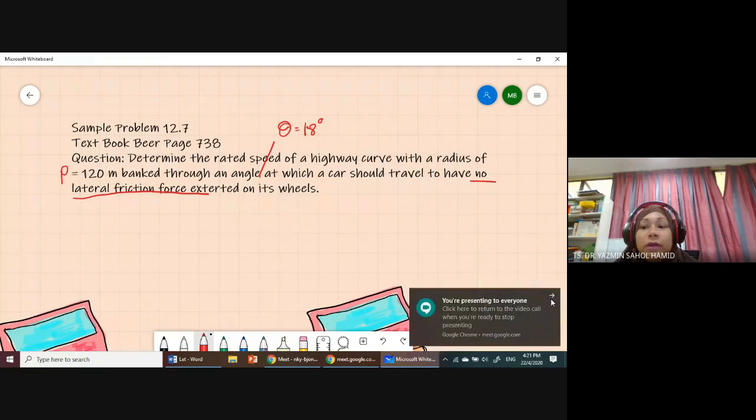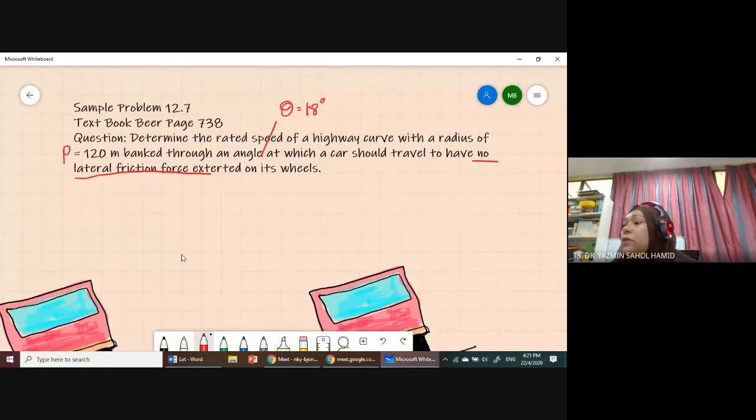Now, how do we solve this question? What is the question? Determine the rated speed, so it wants the velocity. What information do we have? We have the angle and we have rho. We know the friction is 0, because there's no friction. That's the only thing we have. So how do we want to solve this problem?